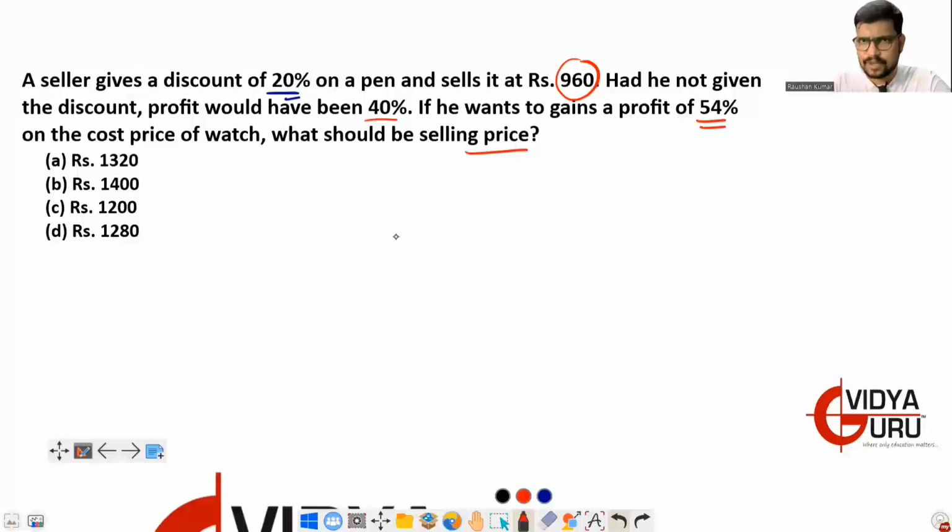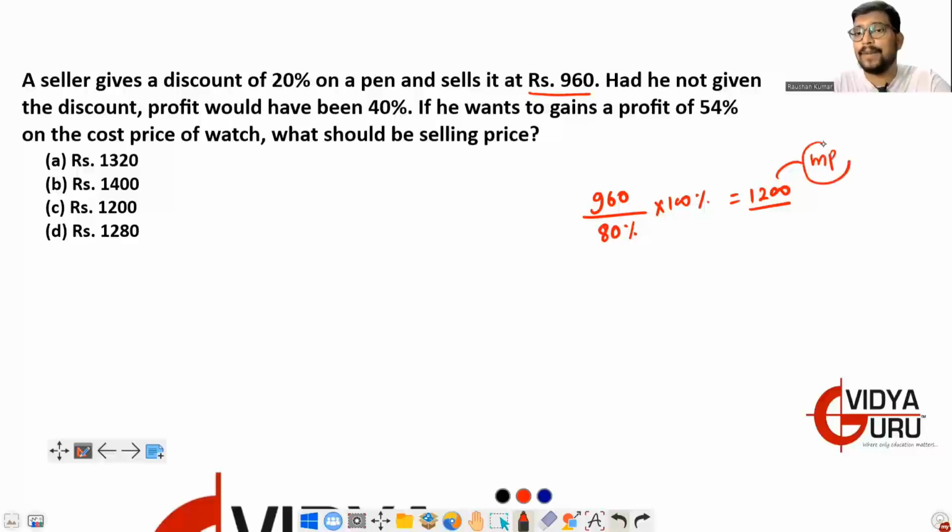Okay, whatever you want to write, just take it. Question is saying a seller gives a discount of 20% on a pen and sells it at rupees 960. Had he not given the discount, profit would have been 40%. Profit would have been how much? 40%. So see here, a seller gives a discount of 20% on a pen and sells it at rupees 960. So 960 is the value of 80%. Yes or no? And if we want the value of 100%, it should be 1200, right? We can say 1200 is MP, right?